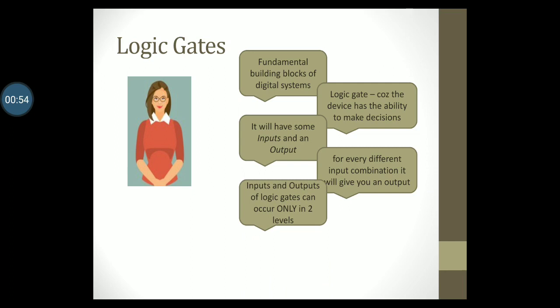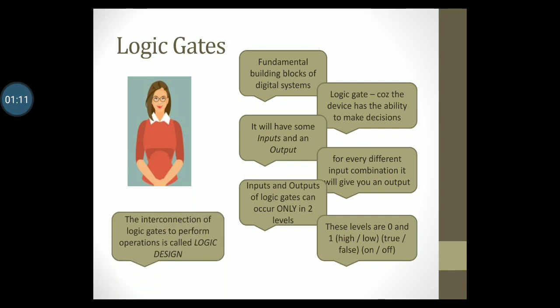Inputs and outputs of logic gates can occur only in two levels. These levels are 0 and 1, or in other words, high or low, true or false, on or off. The interconnection of logic gates to perform a variety of logical operations is called logic design, and this is the basis of our subject.